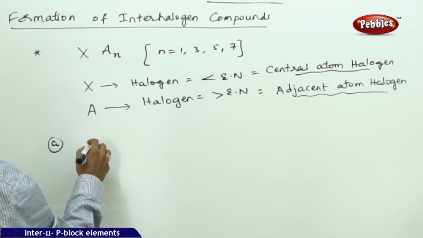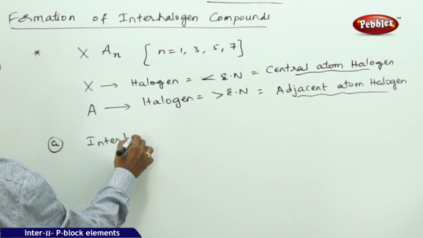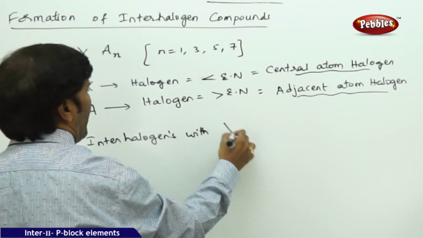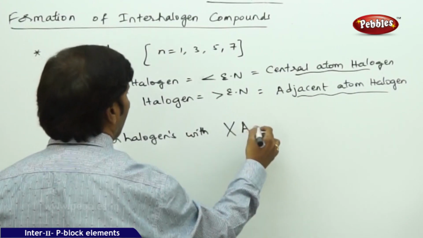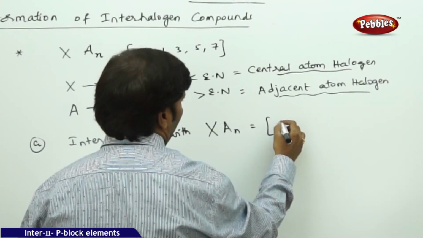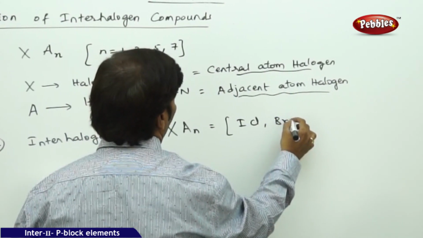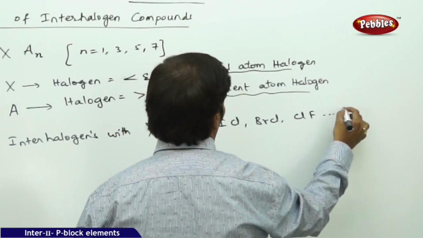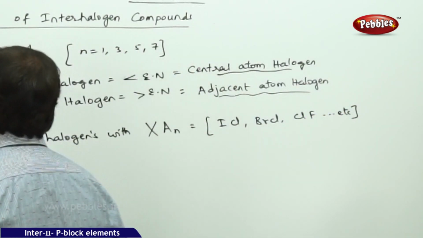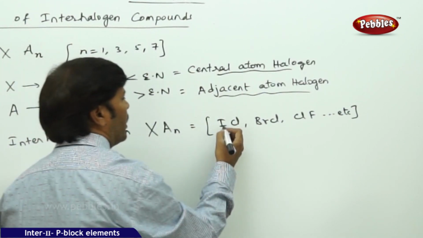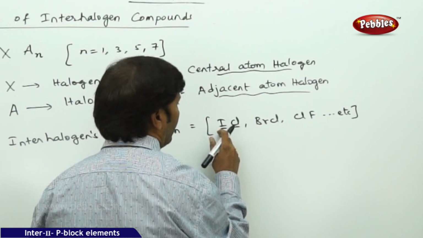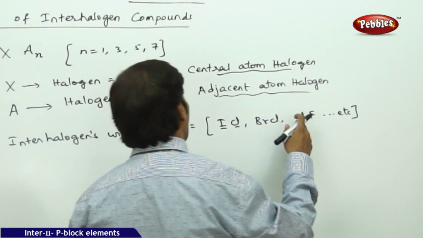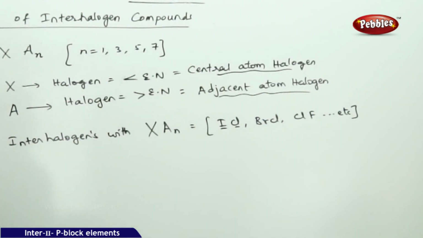All the interhalogens with the general formula XA, you can take ICl, BrCl, then you can take ClF, etc. All these are different interhalogen compounds, and you find that iodine has lesser electronegativity than chlorine, bromine has lesser electronegativity than chlorine, and chlorine has lesser electronegativity than fluorine. So that is the first case.